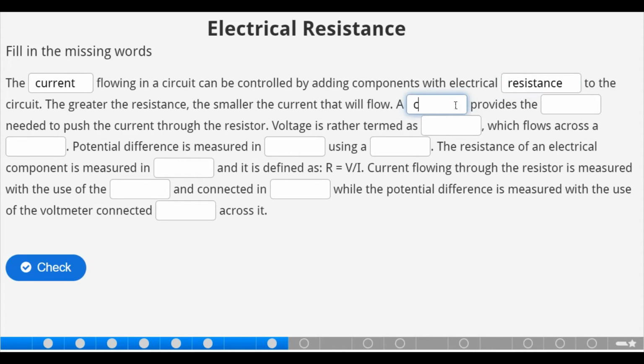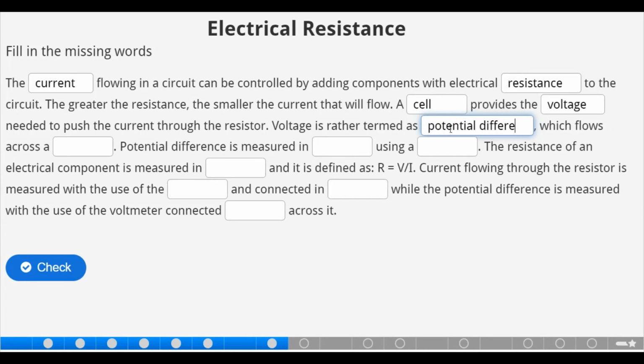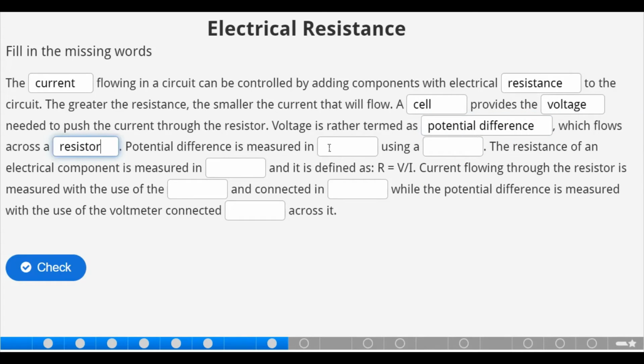A cell provides the voltage needed to push the current through the resistor. Voltage is rather termed as potential difference, which flows across a resistor. Potential difference is measured in volts using a voltmeter.